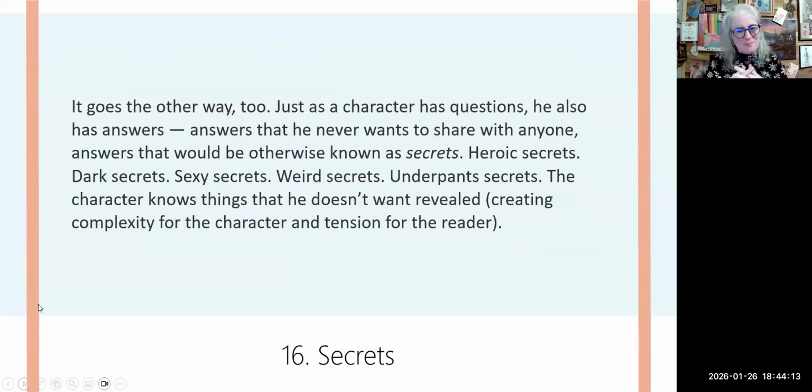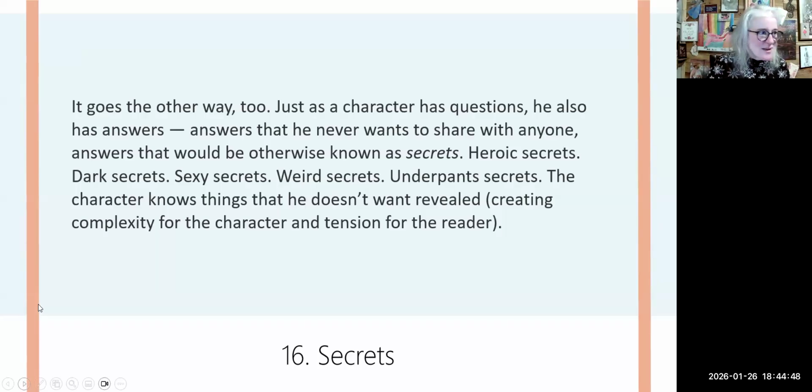Number 16, characters need secrets. It goes the other way too. Just as a character has questions, he also has answers. Answers that he never wants to share with anyone. Answers that would be otherwise known as secrets. Heroic secrets, dark secrets, sexy secrets, weird secrets, underpants secrets. The character knows things that he doesn't want revealed, creating complexity for the character and tension for the reader.